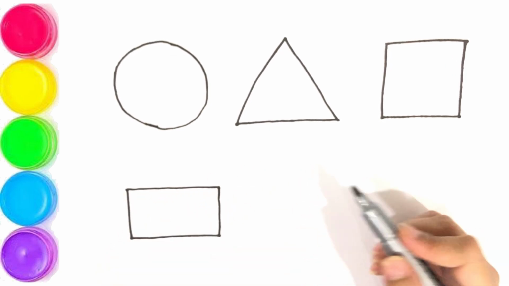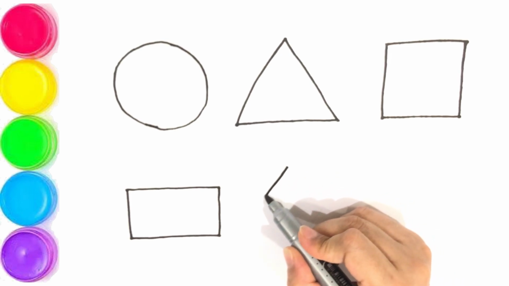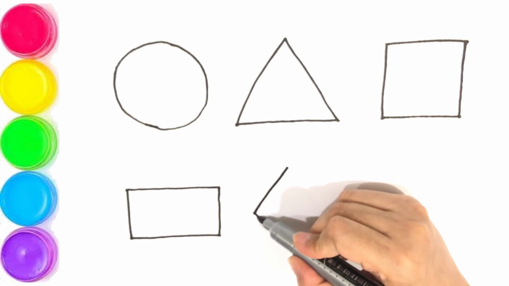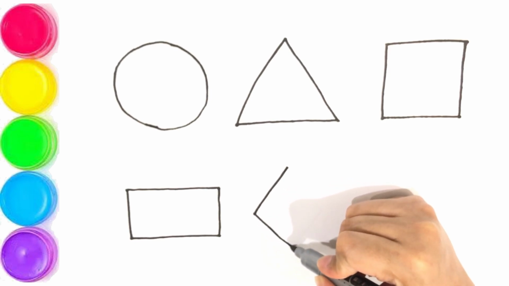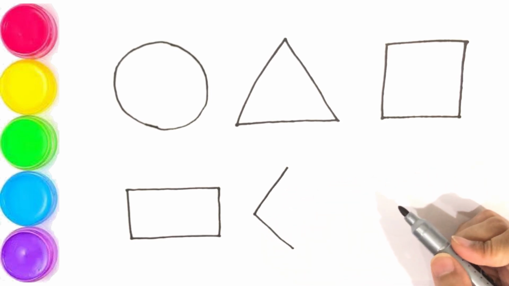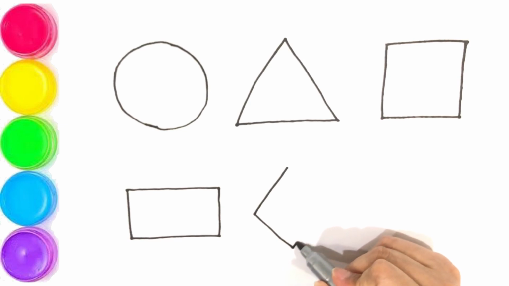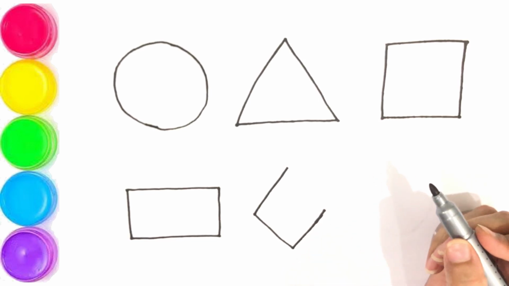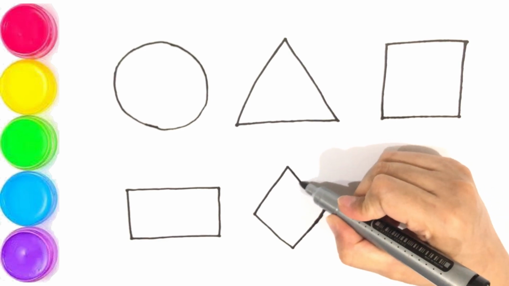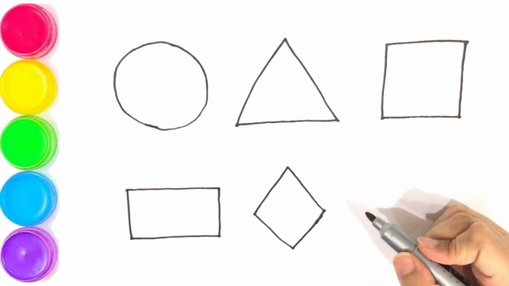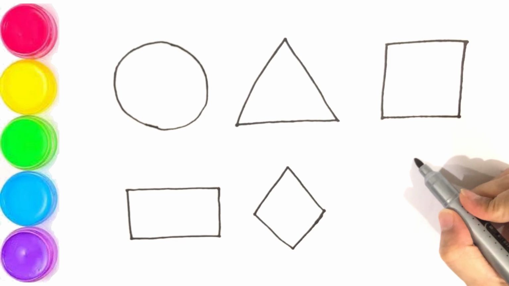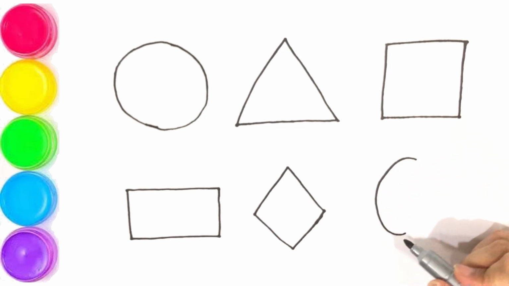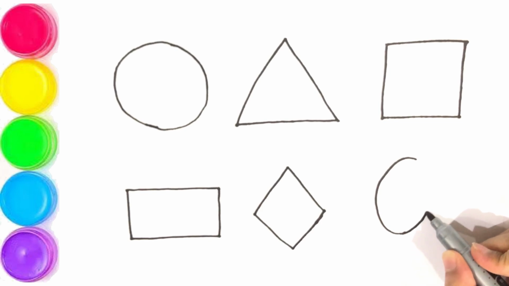Let's draw a diamond. A diamond has four sides of equal length. A diamond is like a square turned on its side. Finally, let's draw an oval. An oval is like a stretched out circle, longer in one direction.